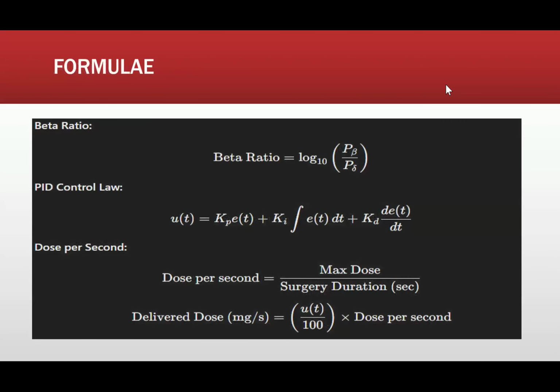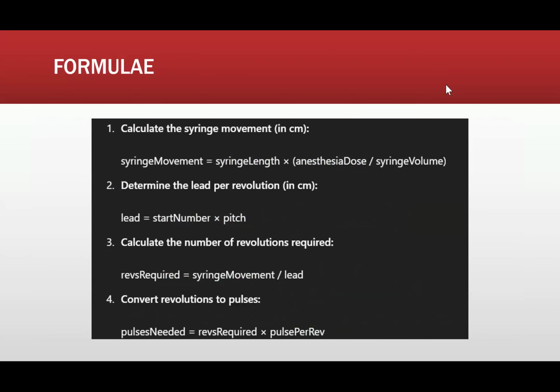And these are the various equations that we use in order to calculate the beta ratio and the PID controls, and then how much dose is to be calculated. All those formulas are used over here.